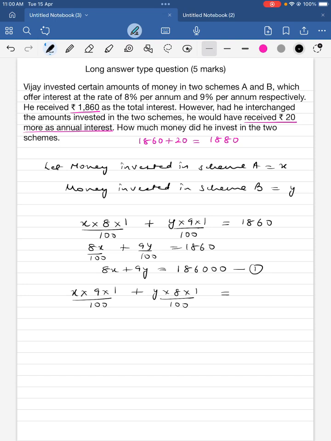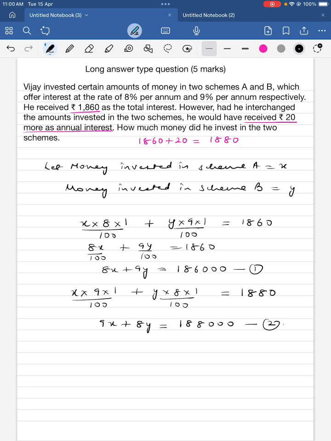So this would add up to 1880. So the equation on simplifying becomes 9x plus 8y is equal to 1,88,000. Okay, so that's my second linear equation. Now we could solve this using a simpler method. We have the two equations 8x plus 9y equal to 1,86,000 and 9x plus 8y equal to 1,88,000.